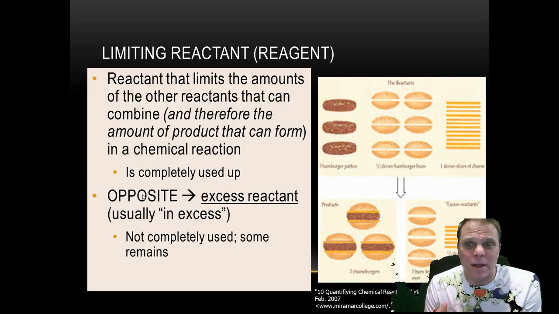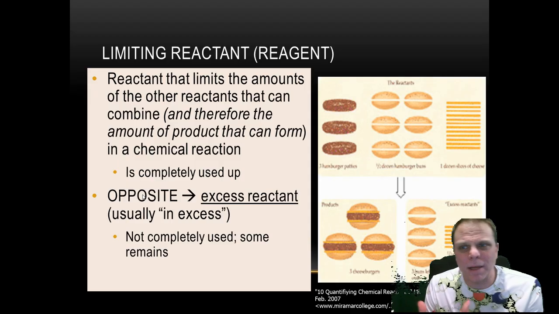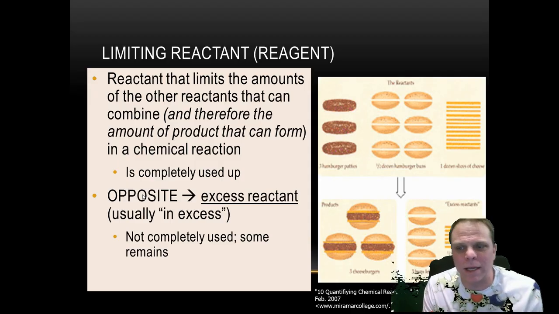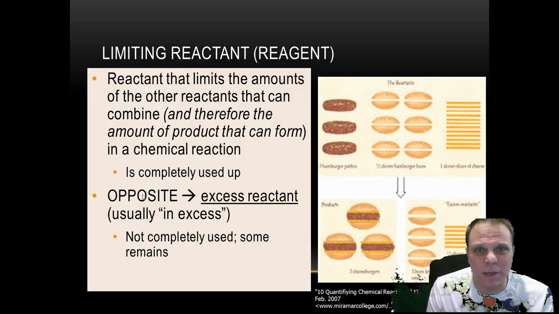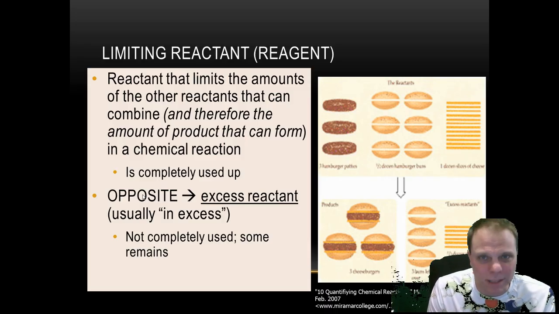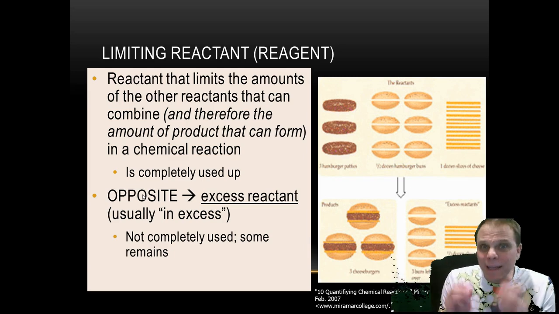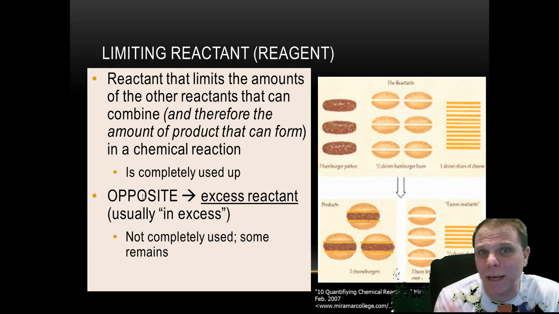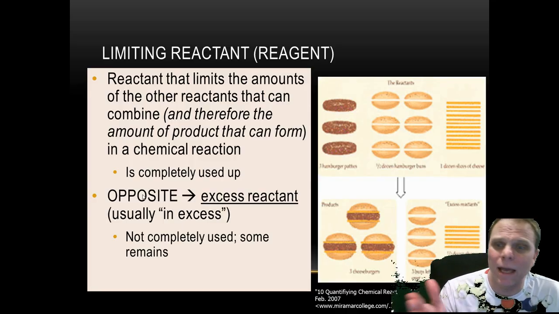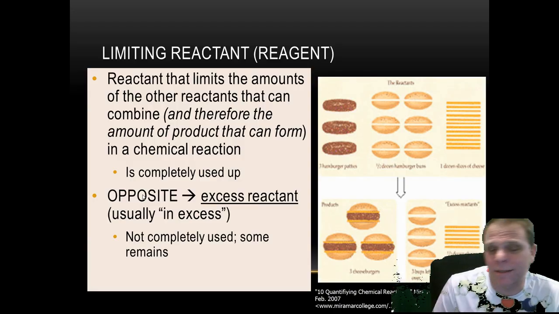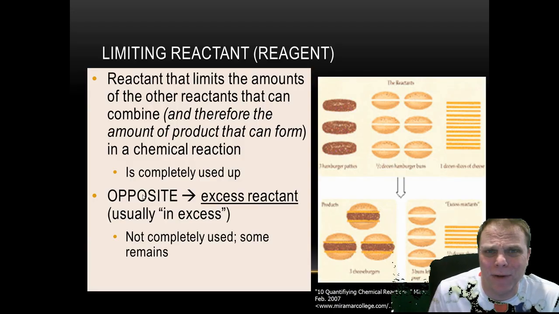I'm going to use up 3 patties. And then I'm going to have some leftover buns as well as my leftover cheese slices, because there's only 3 buns that need to be used. And so that means 3 buns will be left over along with 6 cheese slices. Okay, so the limiting reactant, the thing that limits how many cheeseburgers you can make, is the hamburger patty. The other stuff, that's the excess. That's the stuff that's left over. So that's basically all limiting reactant is.